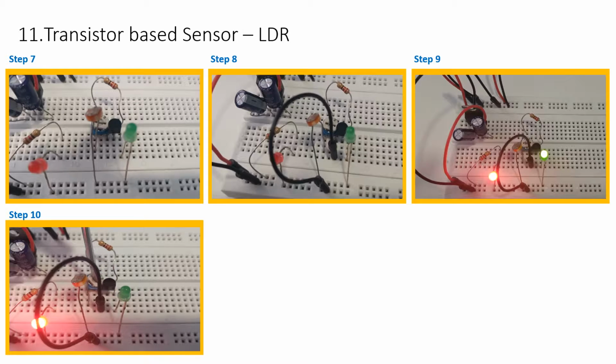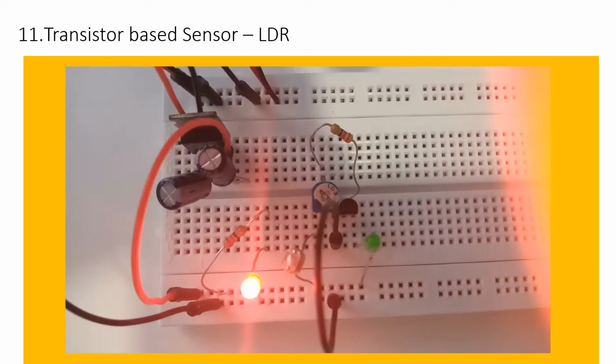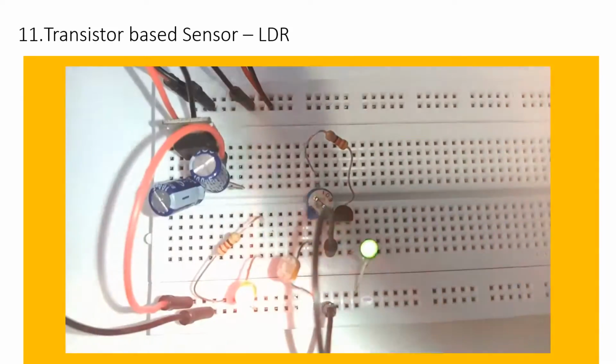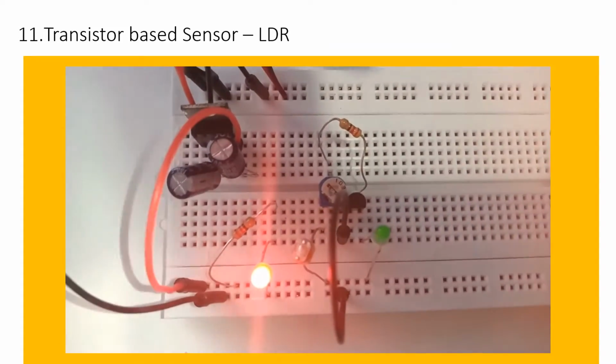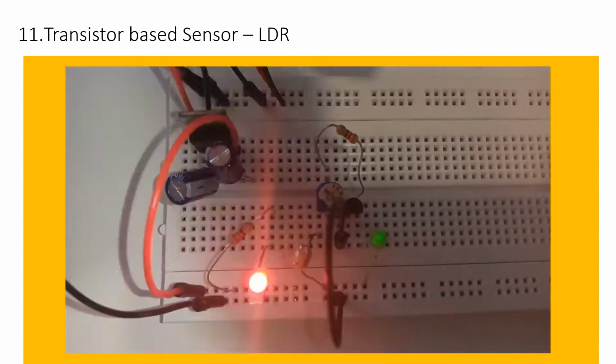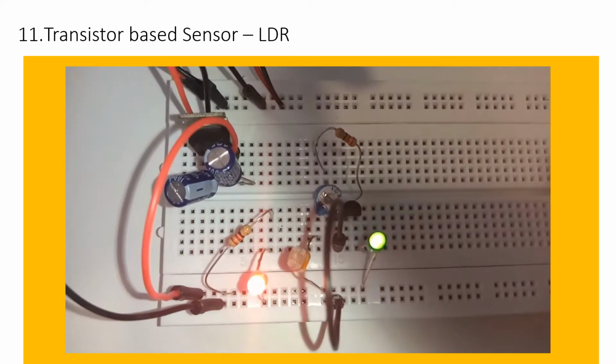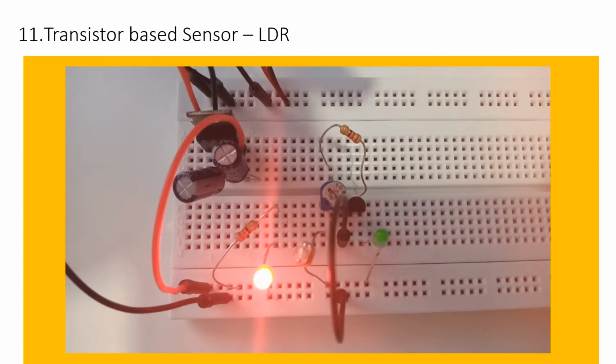So let's see how that works. I'll just change the pointer. You can see now when we shine light on the LDR, the LED turns on. So this is our first sensor.